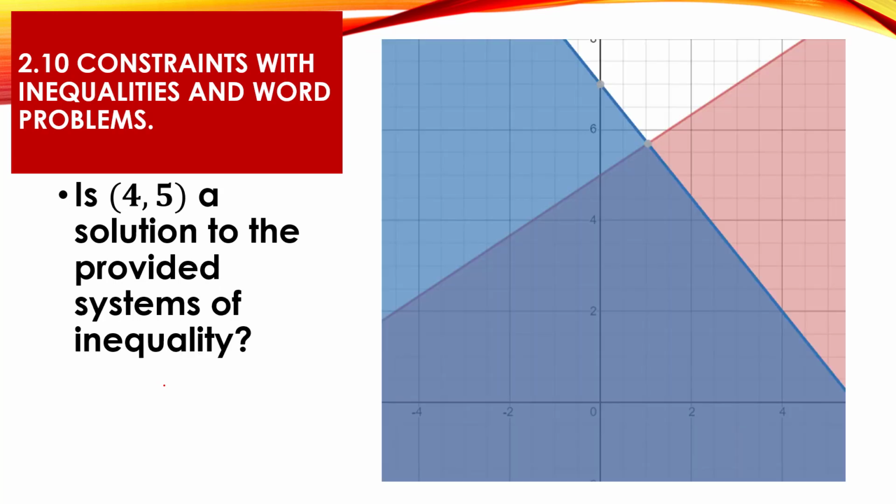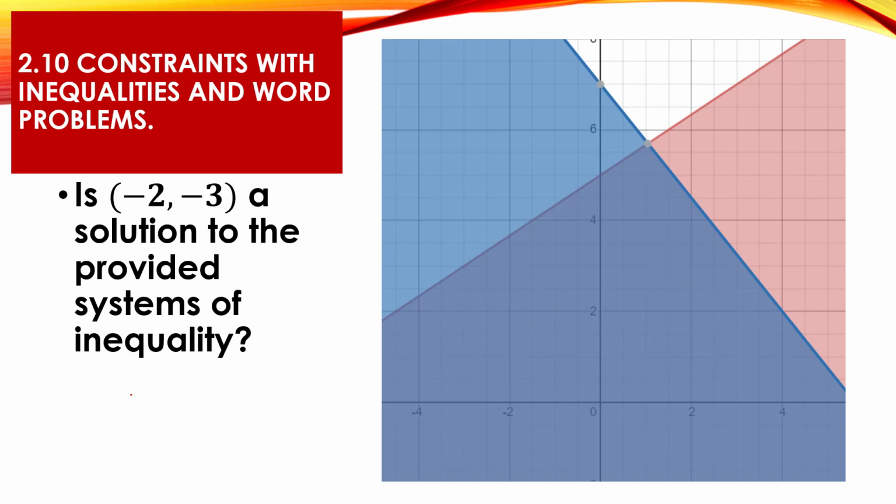Is (4, 5) a solution to the provided system of inequalities? So again, we want to come over 4. We want to come up 5. Now, we can see that it's in the pink section. It's not in the blue section. It's not in the combined pink-blue section. Remember, our solutions to the systems are all of those answers that meet both equations. So only the solutions within the pink-blue section down here. (4, 5) does not meet that requirement. So no, it would not be a solution to the provided system of inequalities.